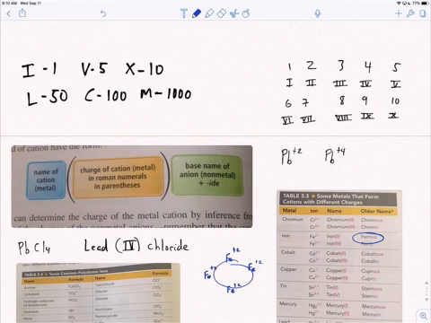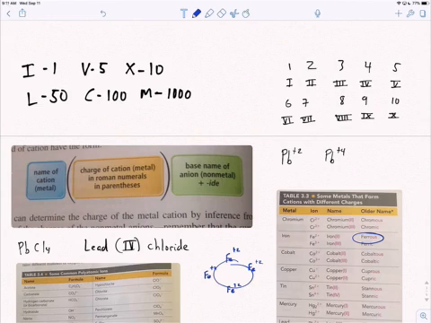Roman numerals: I is 1, V is 5, X is 10, L is 50, C is 100, M is 1,000. If you have a lower number before a bigger number, it's the bigger number minus the lower number. If you have a lower number after the bigger number, it's the bigger number plus the lower number. So 1 is I, 2 is II, 3 is III, 4 is IV, 1 less than 5. 5 is V, 6 is VI, 5 plus 1, 7 is VII, and so on. And 9 is IX, 1 less than 10. 11 is XI.